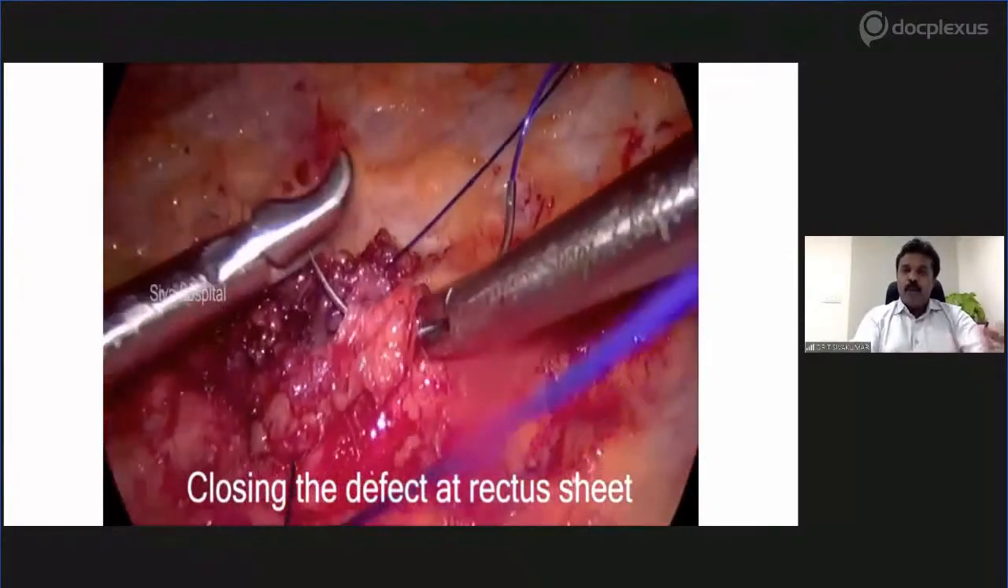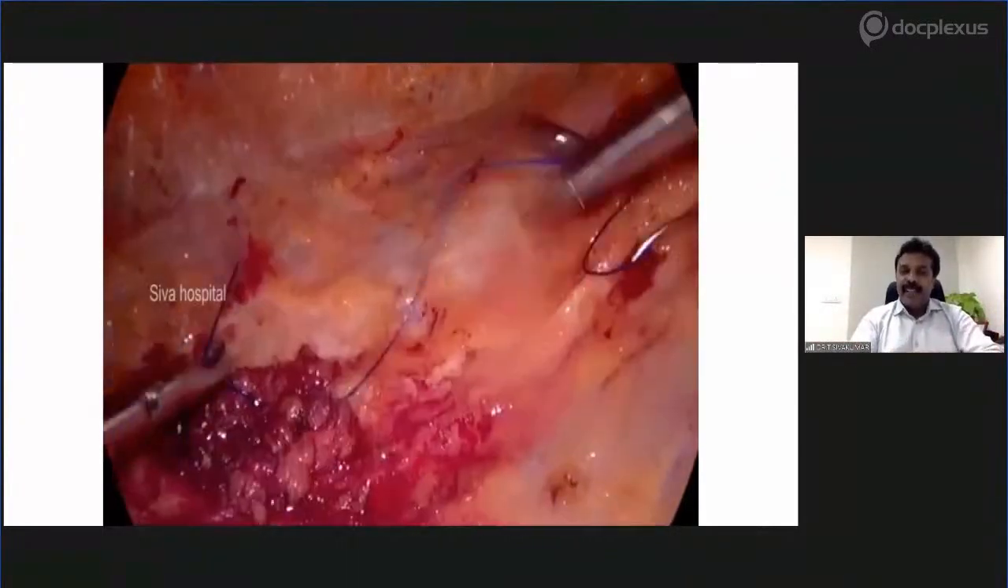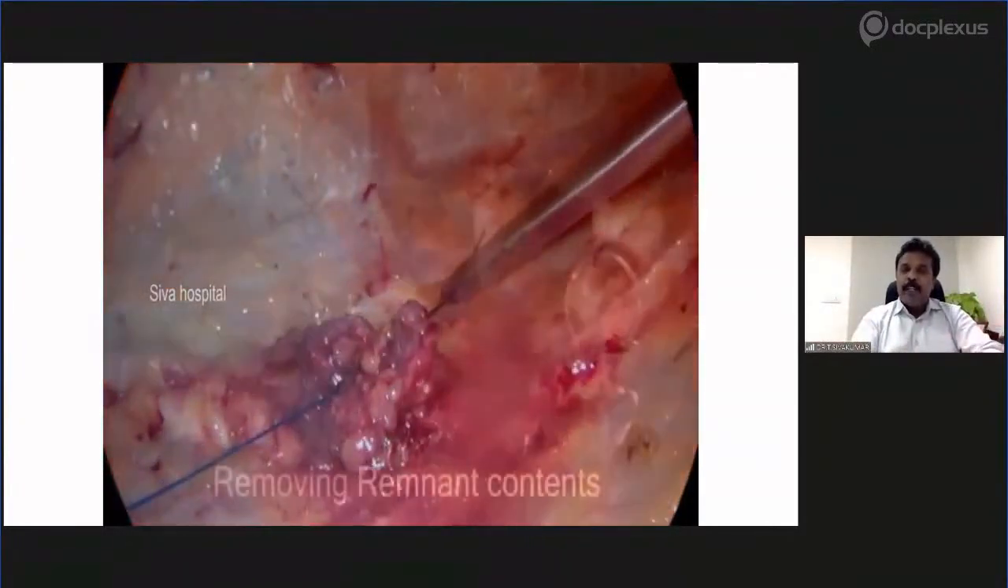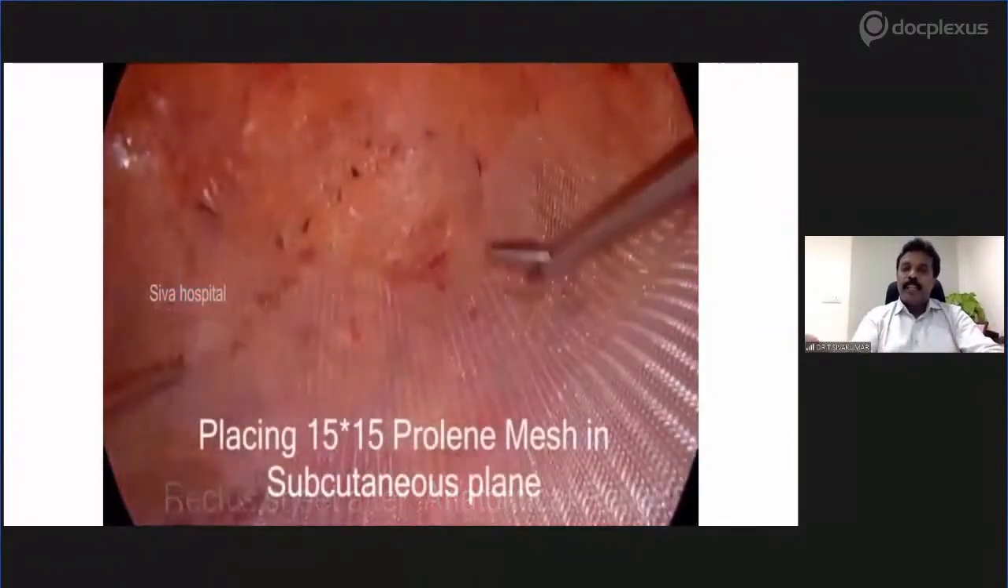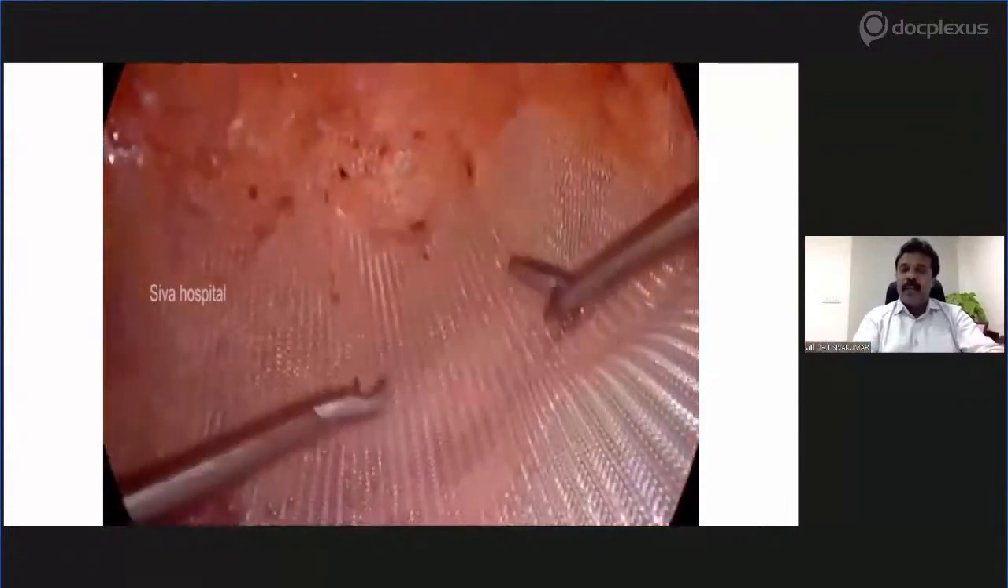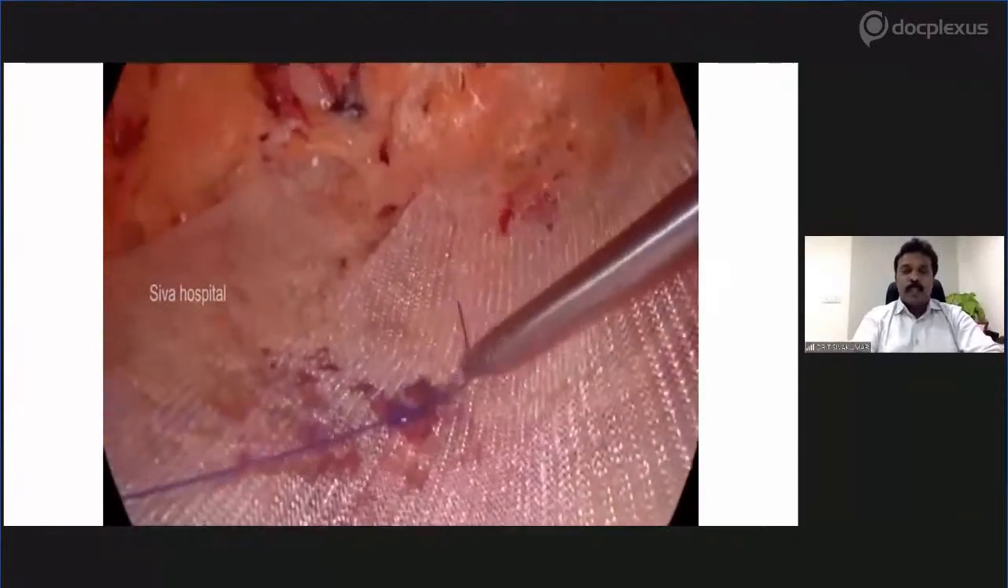It's the same as open surgery, a duplication of open surgery: how we create the subcutaneous plane and do the anatomical repair, keeping a mesh. The only thing here is that we used to keep around a 15 by 15 Prolene mesh, with an overlap of around 3 to 4 centimeters. You can even keep it smaller.